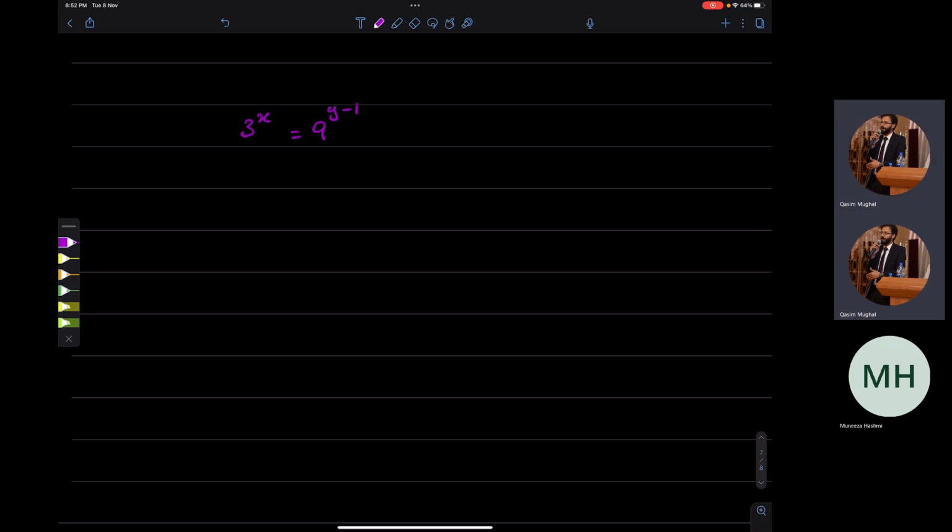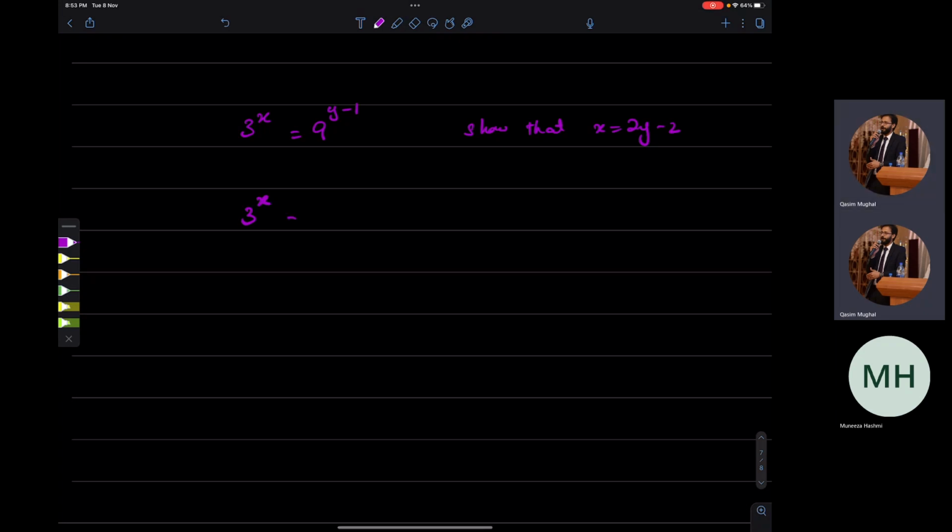Now the examiner is asking you to show that x equals 2y minus 2. All you have to do is apply the rules of indices. How are you going to do that? You need to change this base. In short, you need to make them the same. You can't change 3 to 9, but you can change 9 to 3. So 9 can be written as 3 squared, isn't it?